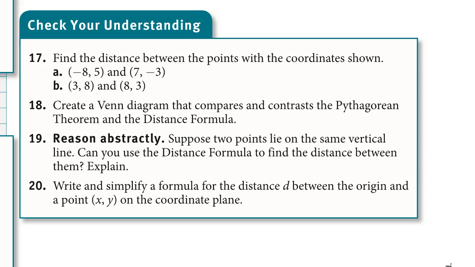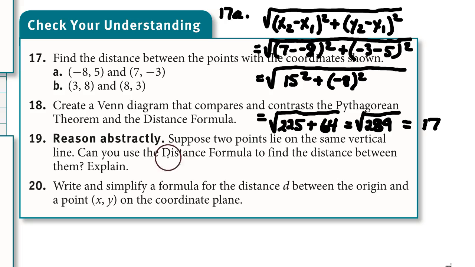Here are the check your understanding questions. I want you to do number 17A on your own, but don't try 17B yet until you've seen whether you got 17A correct. Here's the answer for 17A. The first thing you should have written down was the distance formula. Please check that you have every single one of those symbols correct. Parentheses, the plus sign, all these little tiny numbers in the bottom corners of the letters.